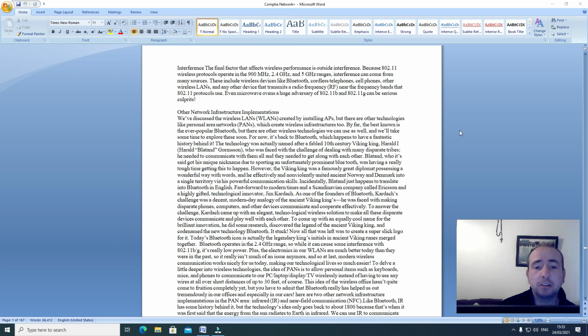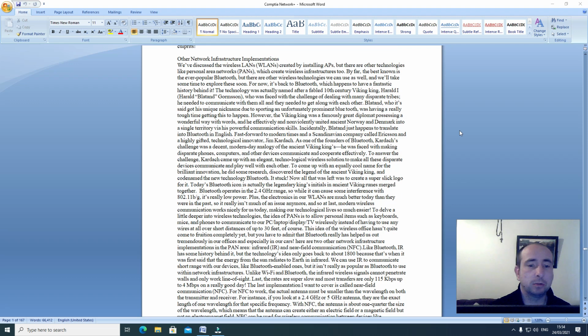Interference. The final factor that affects wireless performance is outside interference, because 802.11 wireless protocols operate in the 900 MHz, 2.4 GHz, and 5 GHz range. Interference can come from many sources. These include wireless devices like Bluetooth, cordless telephones, cell phones, other wireless LANs, and any other device that transmits a radio frequency (RF) near the frequency bands that 802.11 protocols use. Even microwave ovens, a huge adversary of 802.11b and 802.11g, can be serious culprits.